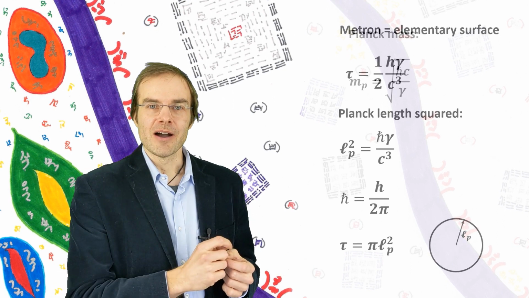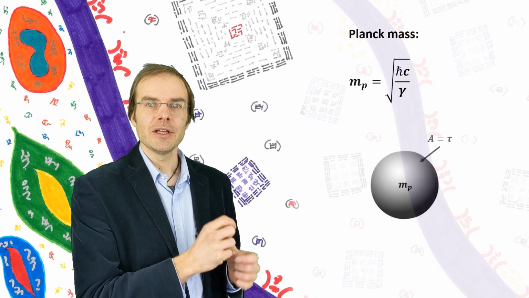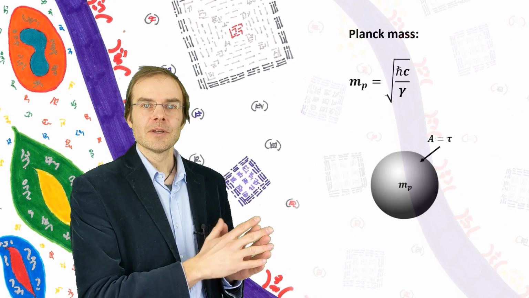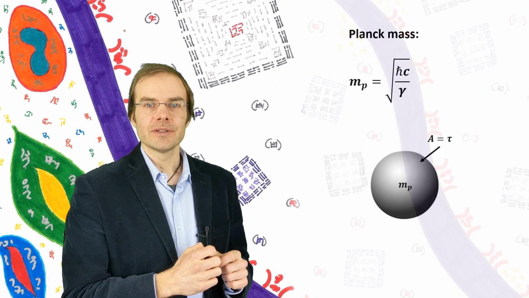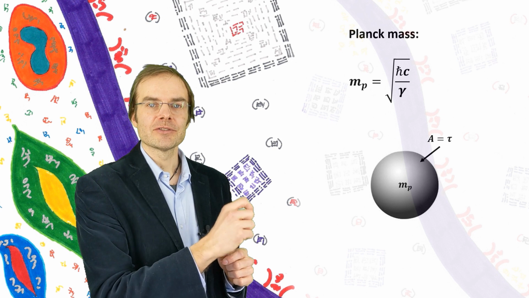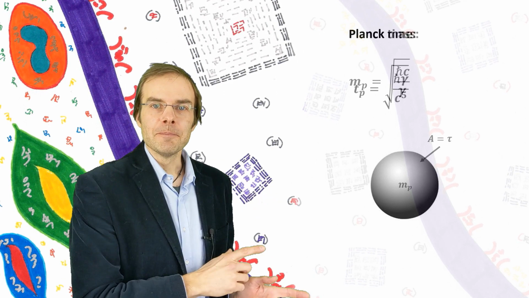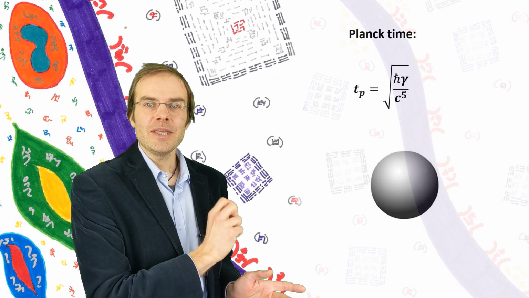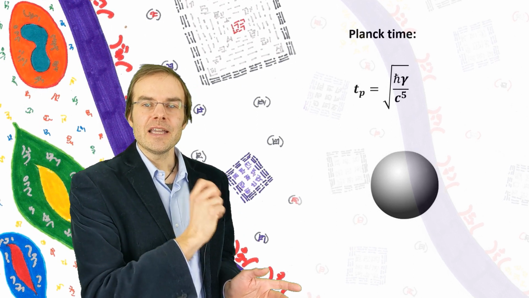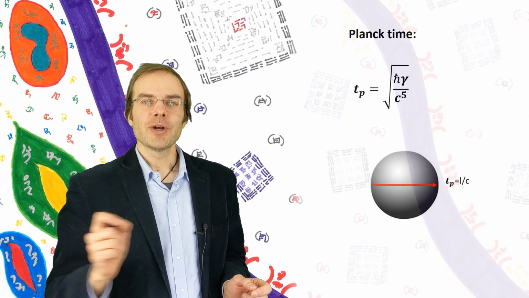The Planck mass now results as the mass of a spherical particle whose surface would be tau, if we take its radius as the minimum radius for any mass that we derived in the previous video. And the Planck time will then be the time that a ray of light needs to go across this particle.